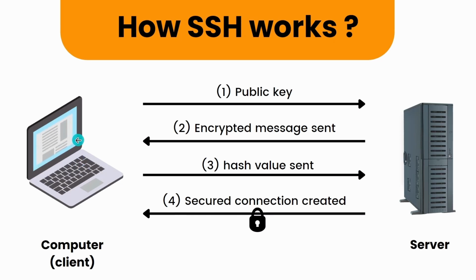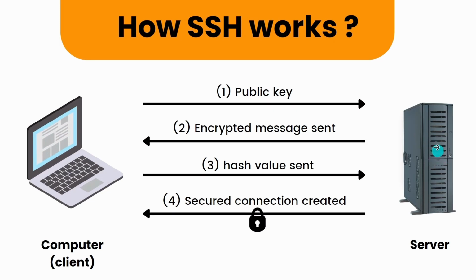Once the hash is generated, the client will send the value of that hash back to the server. What the server will do is take the message it had sent in the previous step, that is step 2, make use of that message, and generate its own hash.